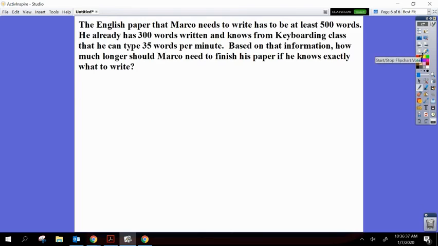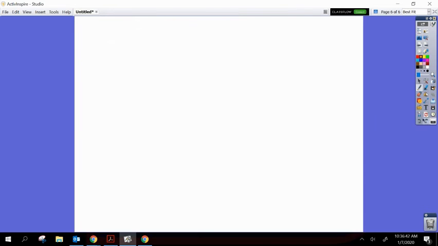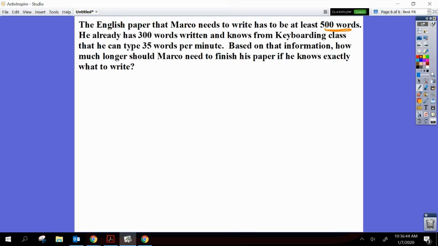The English paper that Marco needs to write has to be at least 500 words. He already has 300 written and knows that from keyboarding class he could type 35 words per minute. Based on the information, how much longer should Marco need to finish? If he knows exactly what to write, he doesn't think, he's just going to type. All right. It has to be at least 500. So whatever he does has to be bigger than or equal to 500. So he could write his paper can be equal to 500 or bigger than 500, but it can't be smaller than 500. He already has 300.